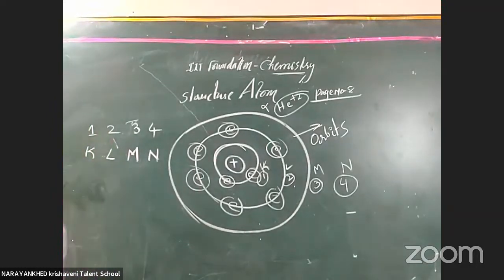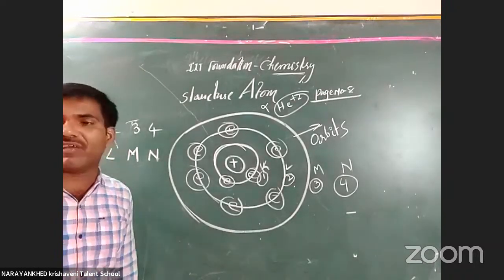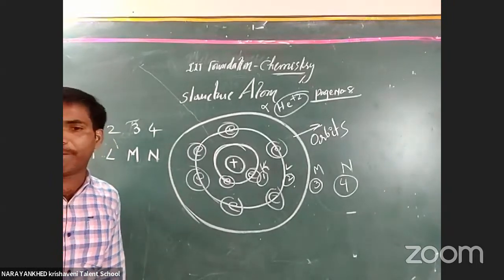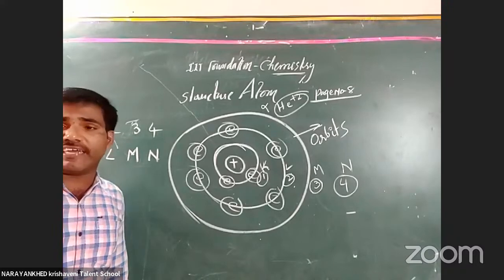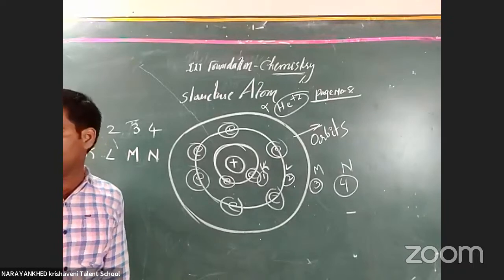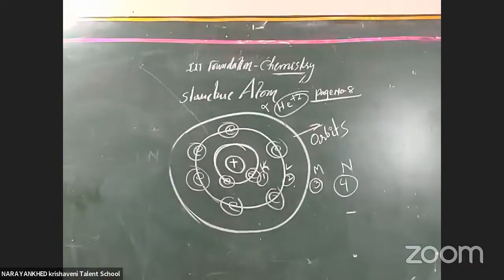Okay, clear or not understood? This is about orbits. I hope you understood here. The circular paths along which electrons revolve around the nucleus are called orbits. Yes, the paths, whatever roads are there for the revolving of electrons, are called orbits. Clear or not? And next one, orbital. Which one is called orbital?